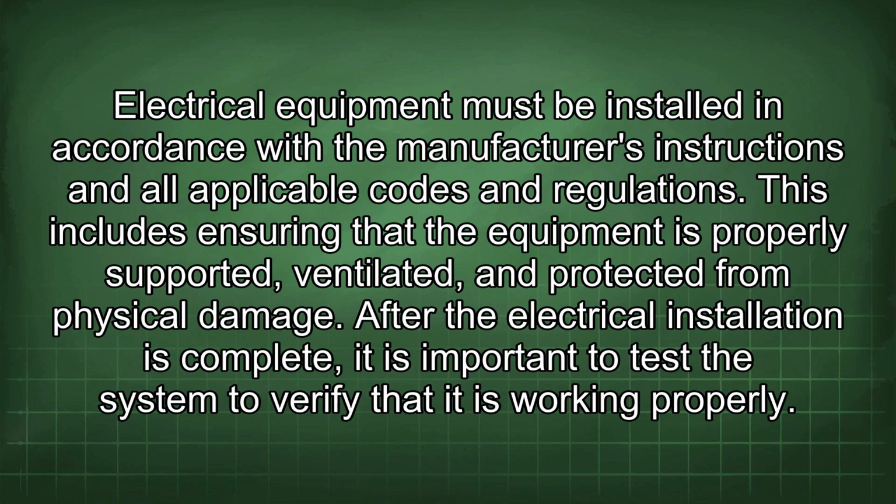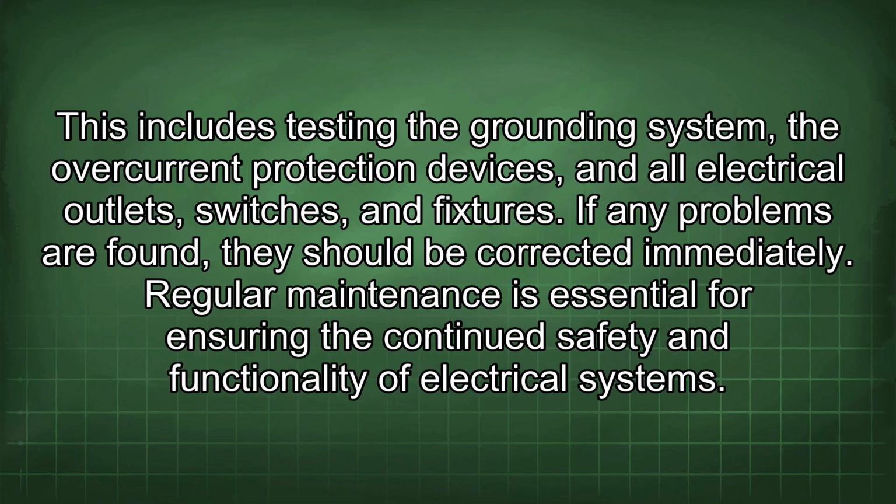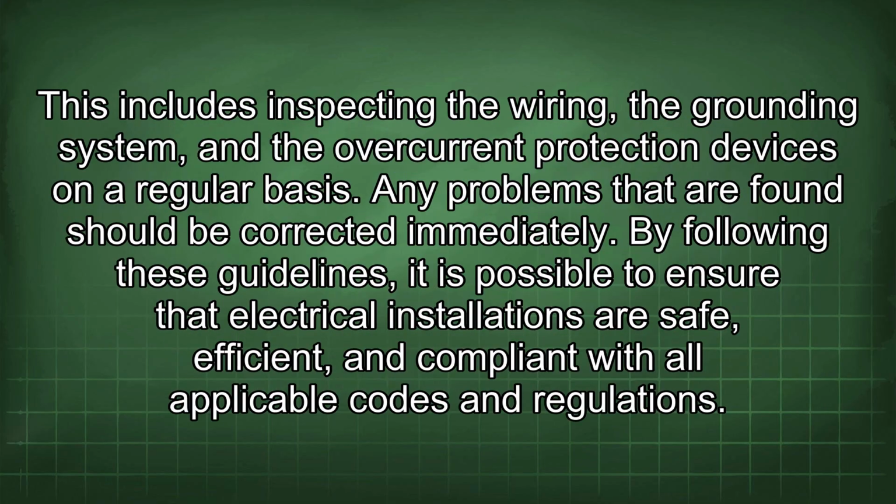After the electrical installation is complete, it is important to test the system to verify that it is working properly. This includes testing the grounding system, the overcurrent protection devices, and all electrical outlets, switches, and fixtures. If any problems are found, they should be corrected immediately. Regular maintenance is essential for ensuring the continued safety and functionality of electrical systems. This includes inspecting the wiring, the grounding system, and the overcurrent protection devices on a regular basis. Any problems that are found should be corrected immediately.